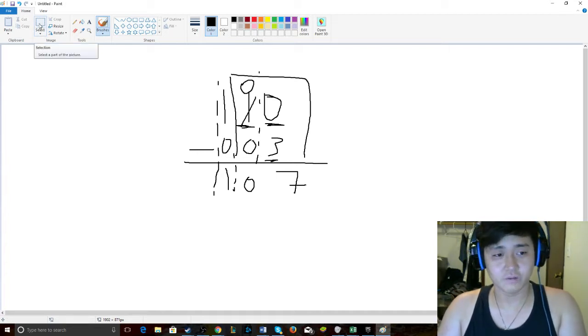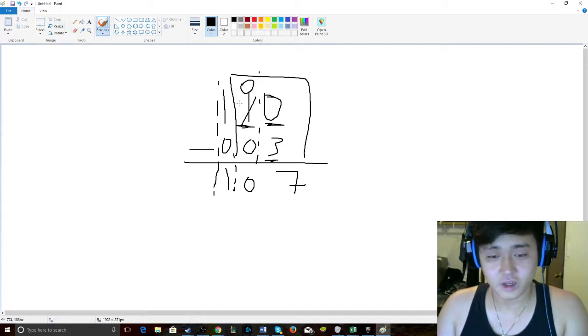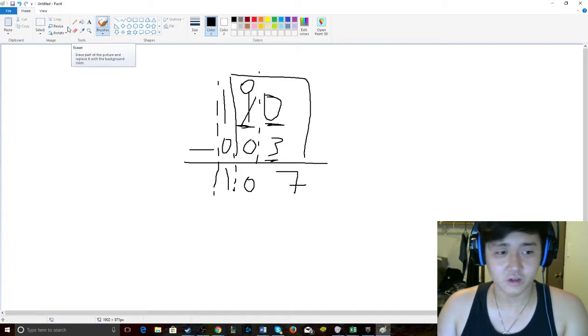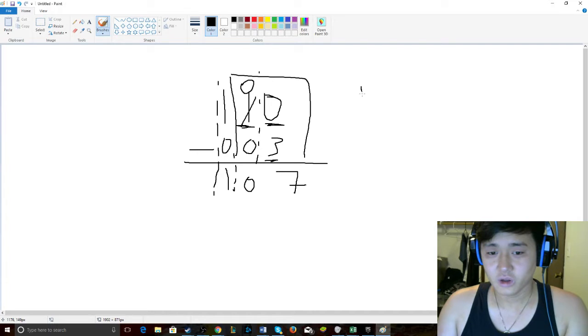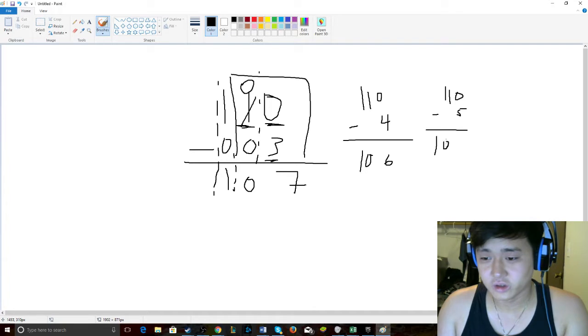And then for each of the following numbers, you'll see that the more we subtract from 110, the smaller our number is going to be. Because when we take more away from a number, the resulting number is always going to be smaller. So 110 minus 4 would be 106. And then 110 minus 5 would be 105.